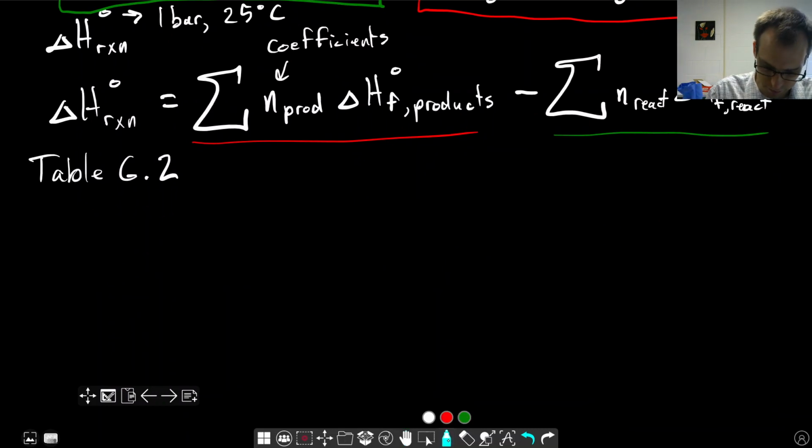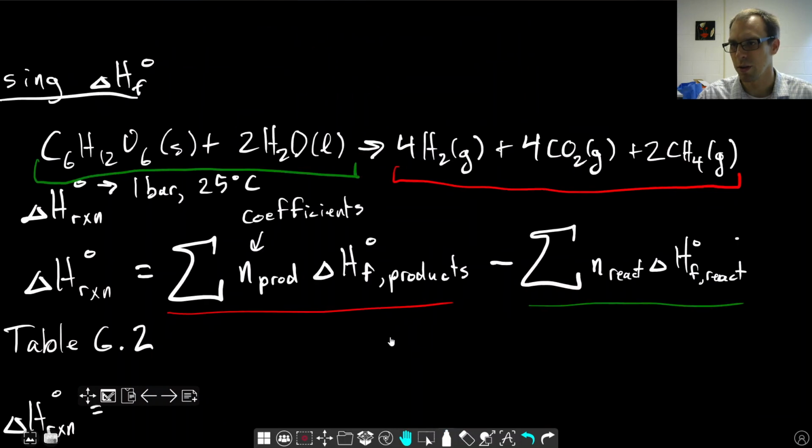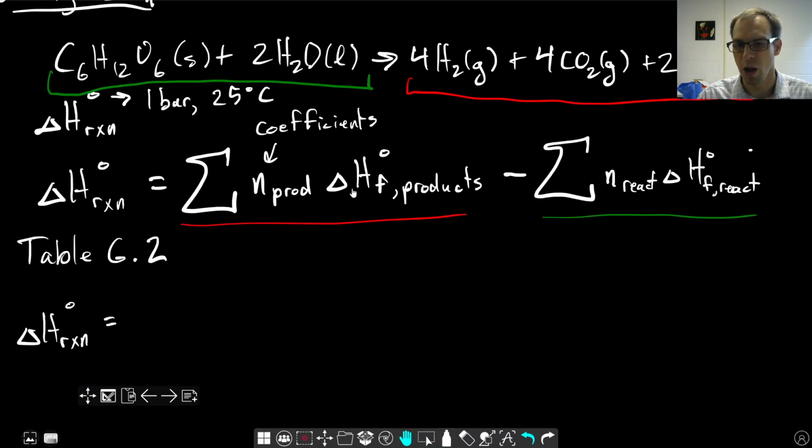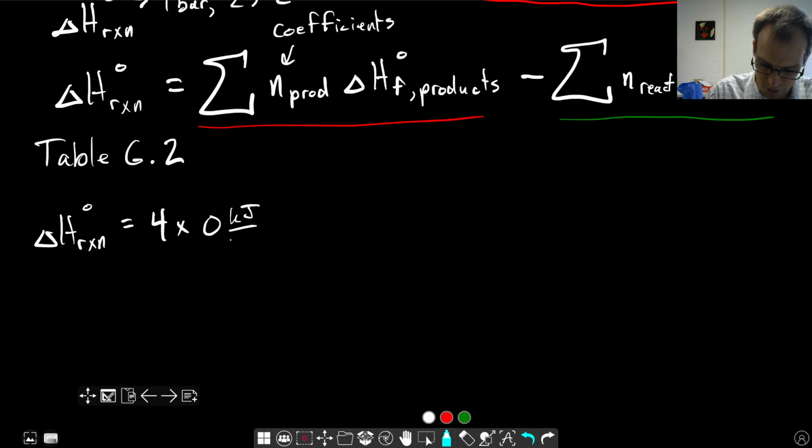So delta H for this reaction is going to be equal to, we're going to do the products first. We're going to need 4 times the enthalpy of formation of H2 gas, 4 times CO2 gas, and 2 times methane gas. Now, one thing we can point out is that H2 is in its elemental form. It's in its standard state under standard conditions. So this will have an enthalpy of formation of 0. We'll include it just for completeness' sake, but it's going to be 0. So we have 4 times 0 kilojoules per mole. We're going to put this all in parentheses so we don't get our signs mixed up.